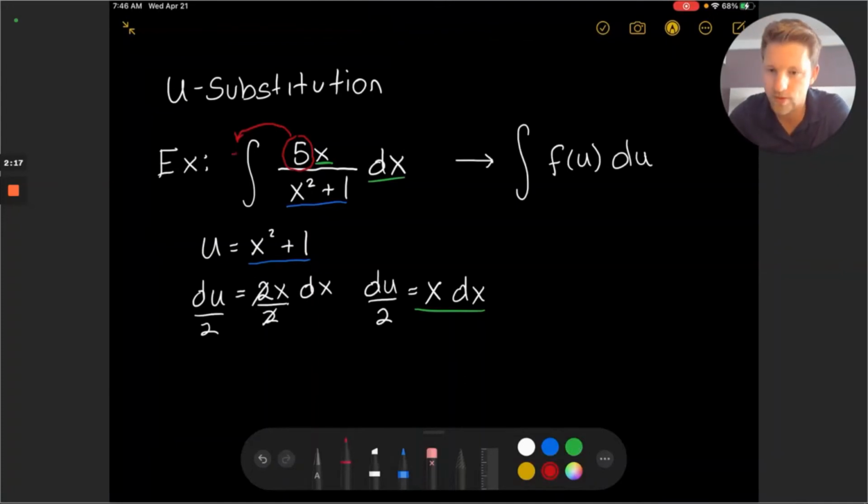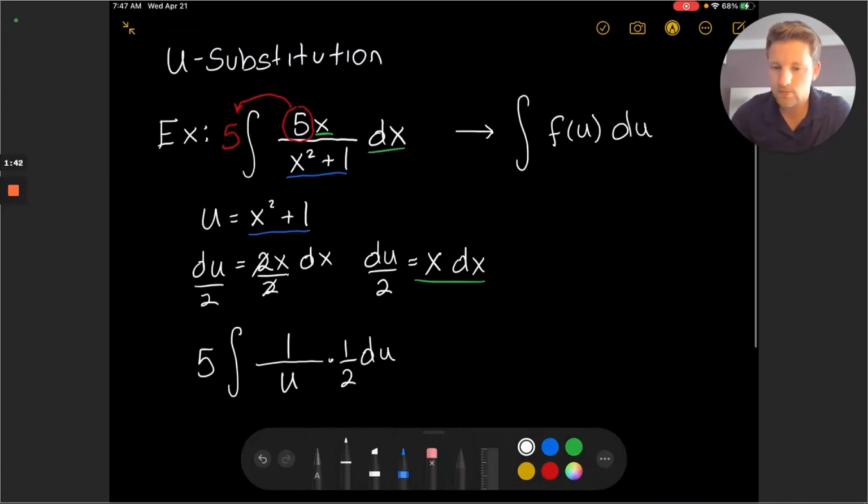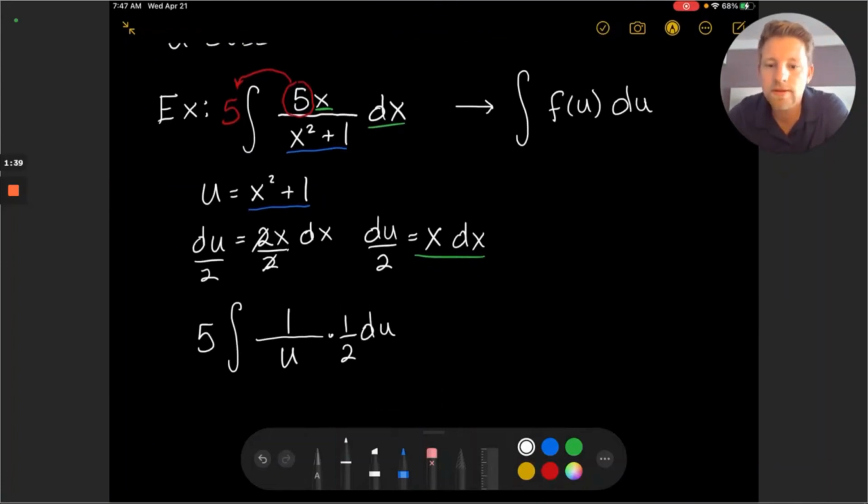Again, with our 5, we can bring it outside the integral. So let's see if we can rewrite this as a function of u inside my integral du. So I start with that 5 constant on the outside. My initial u substitution sitting in the denominator, we'll just put a u right down there. And then the x dx, we can substitute in a du over 2. So this will be really 1/2 times du. So here I have a function of u inside my integral du.